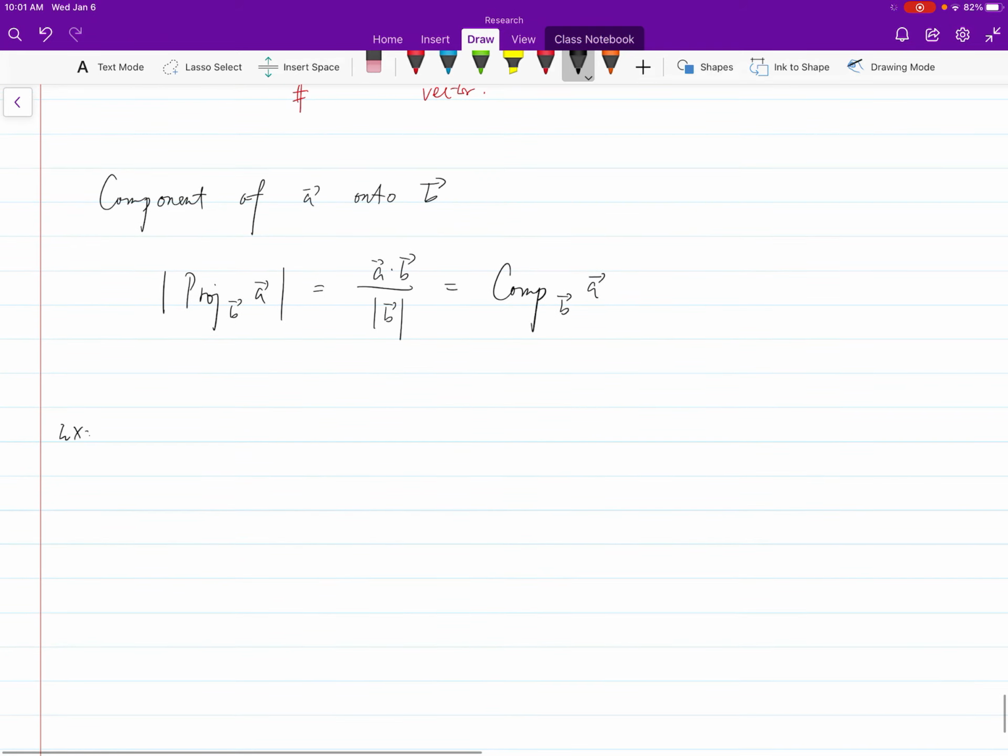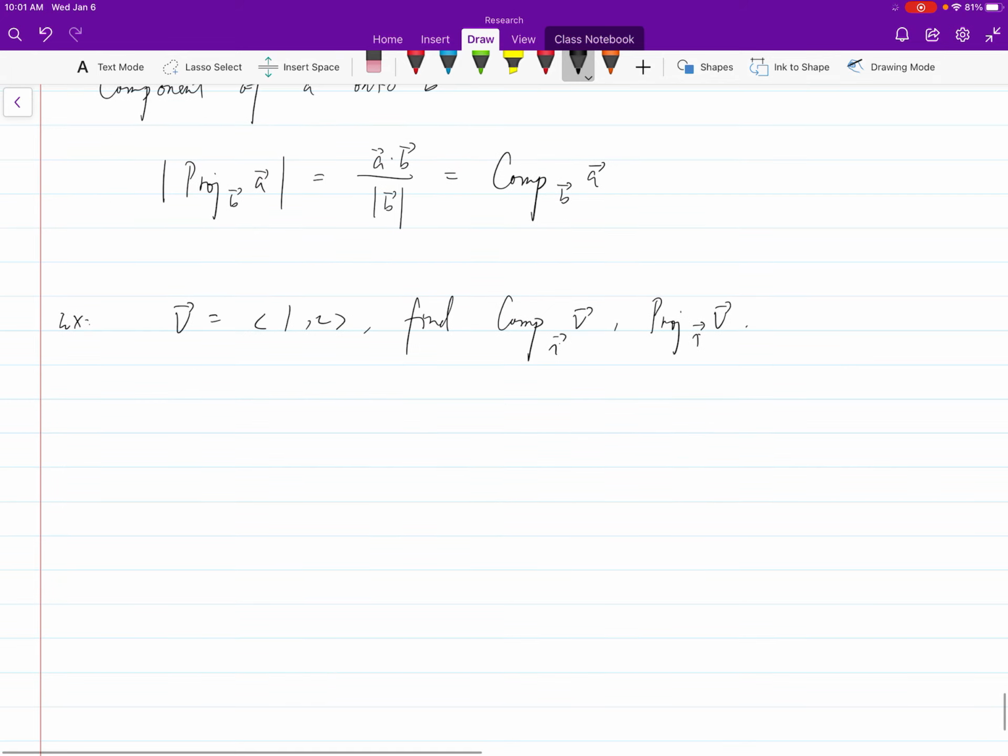Okay, now we have two formulas. How do we do it? Let's see some examples. Let's say we have a vector v equals 1, 2, and b equals i. So find the component of v onto i and the projection of v onto i, whichever way you want. Okay, so now v equals what? 1, 2. i equals what? 1, 0.